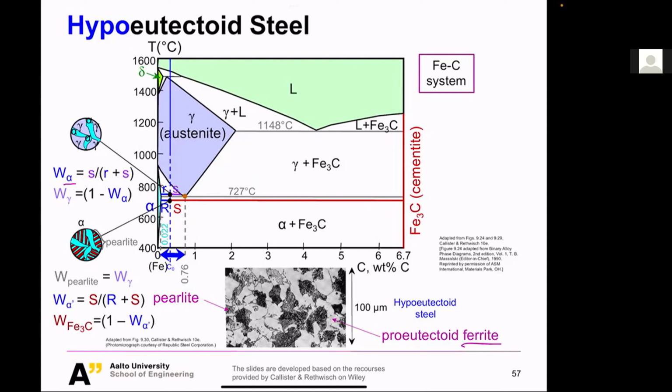So as you can see here, you're going to have a lot of ferrite, right? And the important message here is that the ferrite, this alpha phase, is a sum of your pro-eutectoid ferrite alpha plus the ferrite in your pearlite.